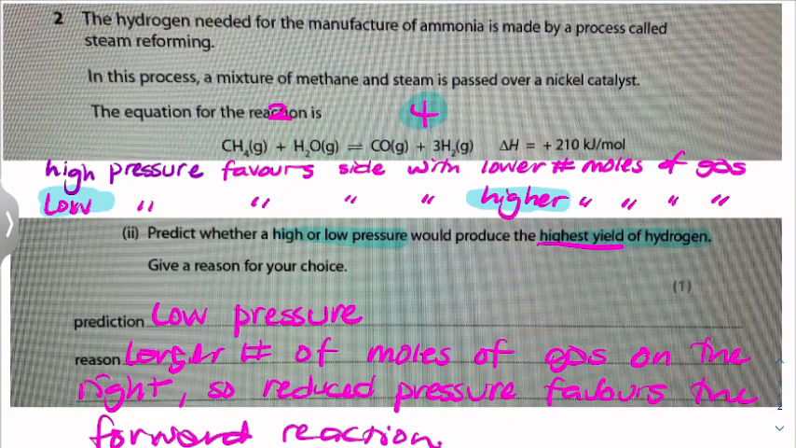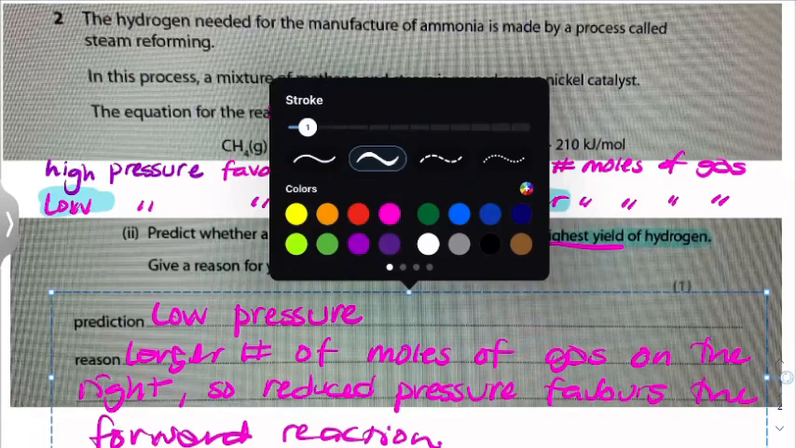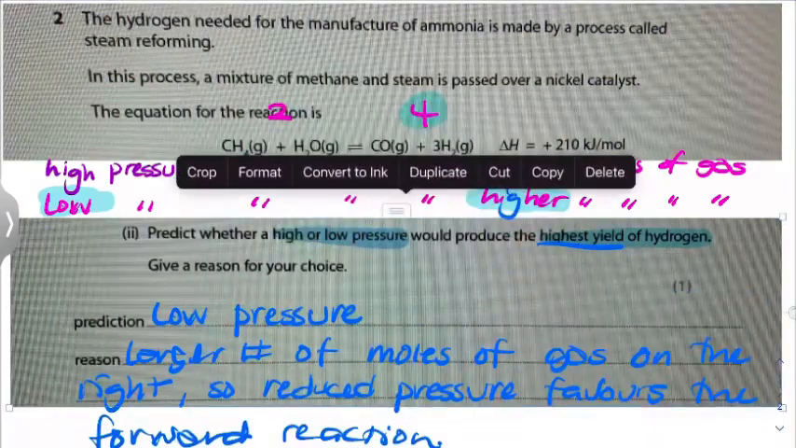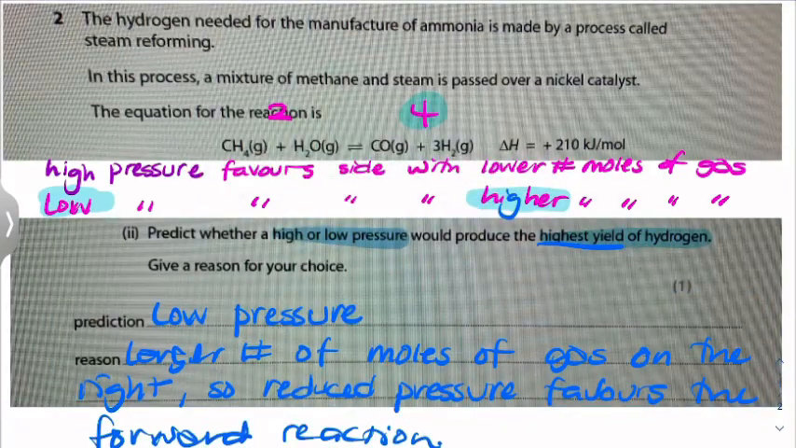I don't know if that's clear. Let me try changing the color. Yep, so I hope that's clear. If you want to increase the yield of hydrogen, you want the reaction to go that way. That's going to increase the number of moles of gas. So what you need to do is reduce the pressure so that the equilibrium will shift to the right to counter that. I hope that was helpful.